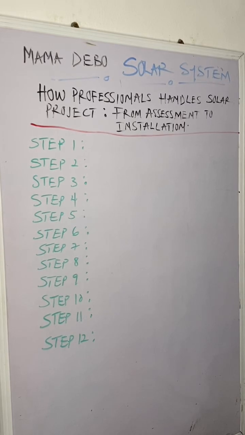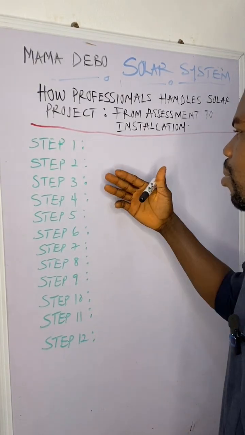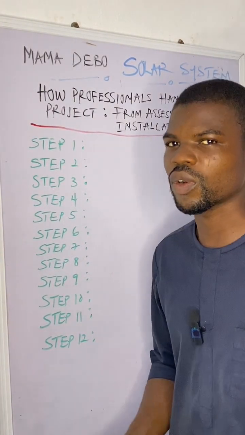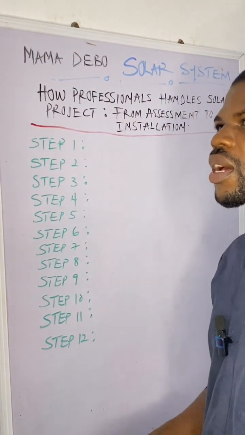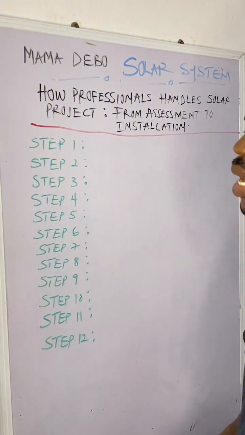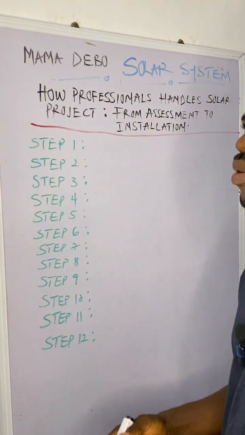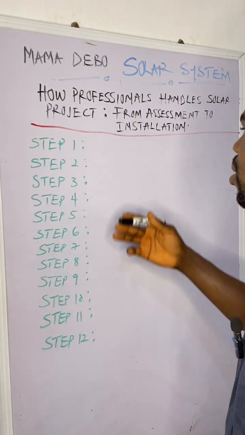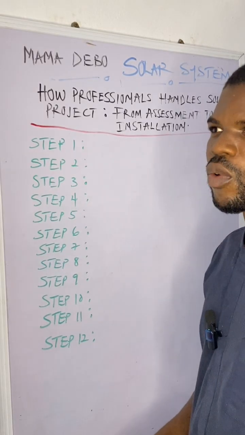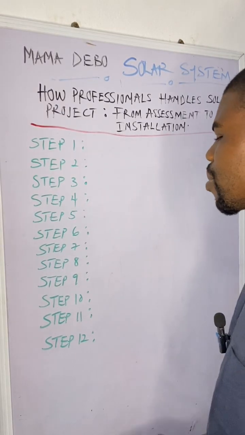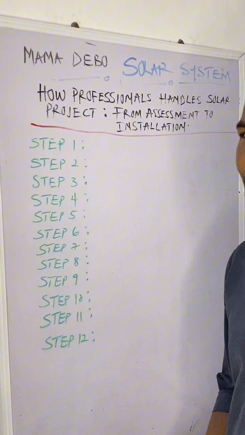How professionals handle a solar project from assessment to installation. These are the steps that professionals, all these big companies, always follow to do solar installation without failures, with a lot of success. These are the steps they follow from assessment to the last step.